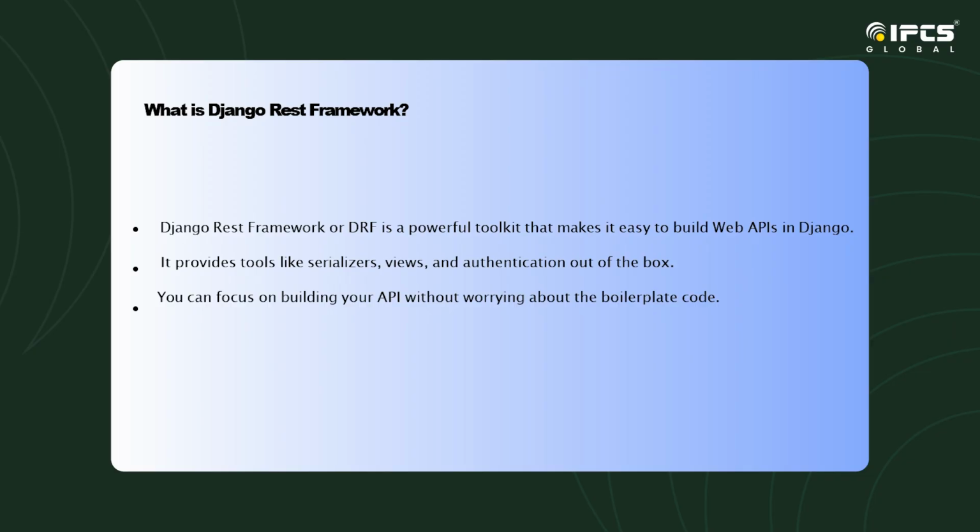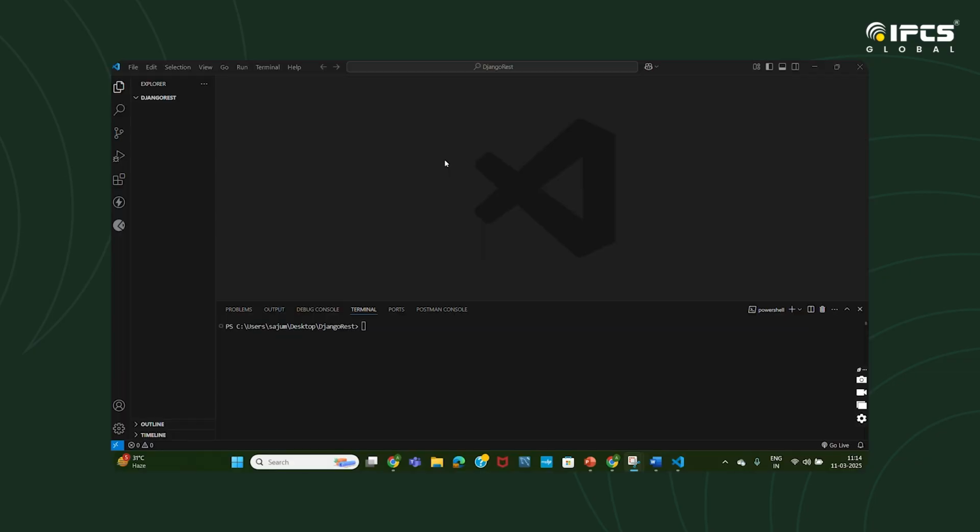Next, let's see how to set up Django REST Framework. First, I will open my terminal and create a virtual environment for our project. This will help us manage dependencies and keep our project isolated. For creating a virtual environment, type python -m venv, and create the virtual environment named DJENV. Maybe it will take some time.